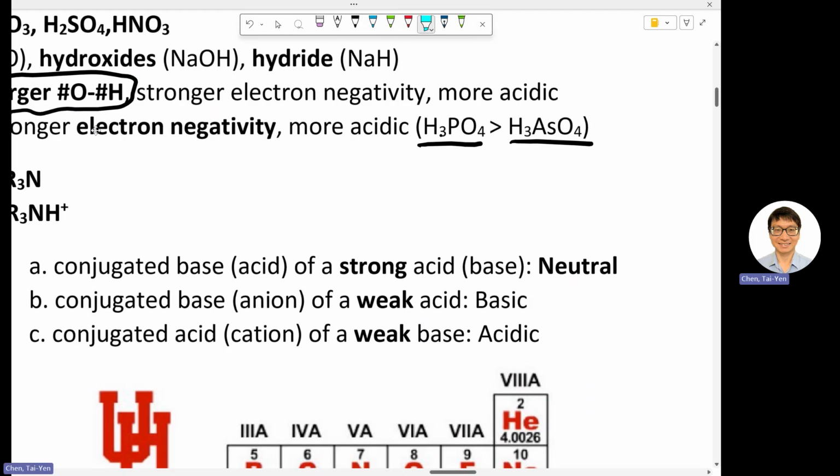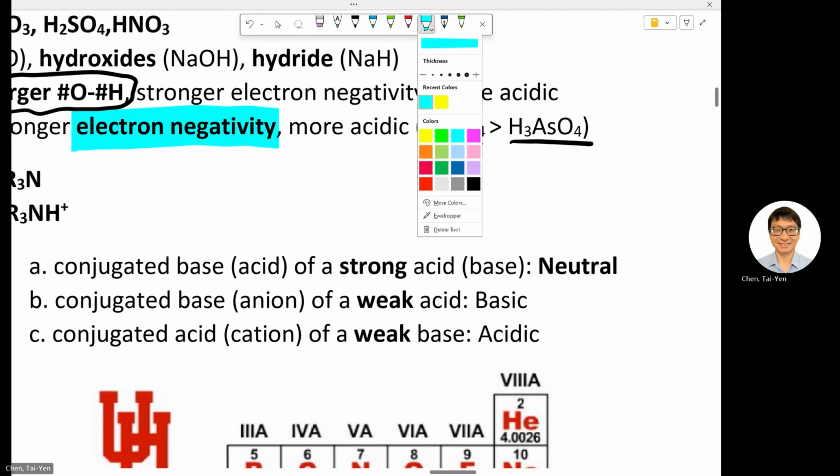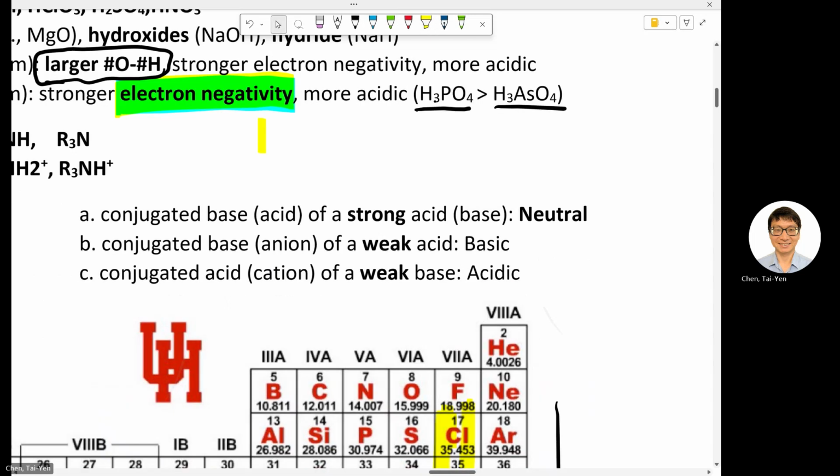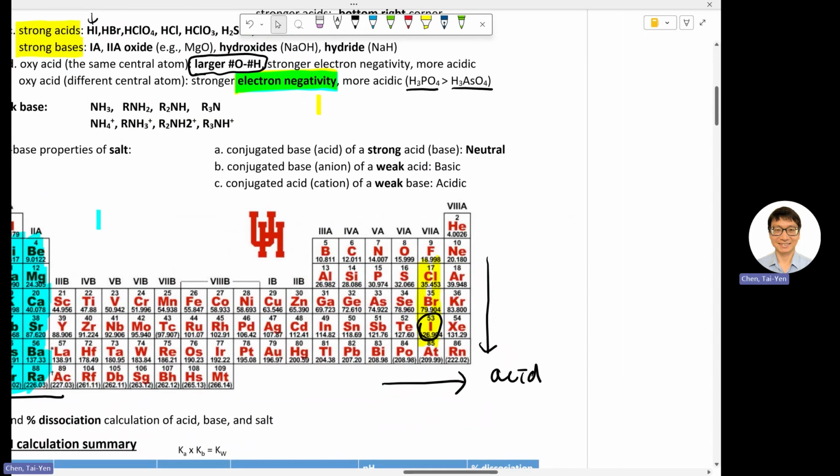So this will actually be the main thing that you need to be good at. You need to predict which center atom is an atom with stronger electronegativity, then that acid will be stronger. All right. So how do you know which atoms in your periodic table have stronger electronegativity? How do you actually memorize this?